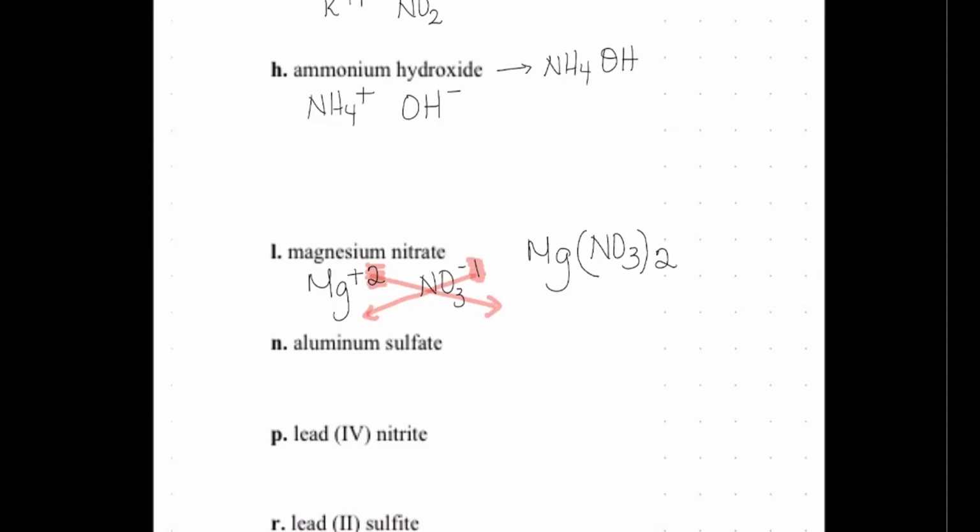Let's do letter N. We have aluminum sulfate. So this is Al +3, SO4 2-. What is the chemical formula for it? Again, the charges are not canceling each other, so we have to exchange the value of the charges and put it as the subscript of the neighboring atom. So aluminum sulfate. Excellent job. This is Al2, we put this in parentheses, 3.